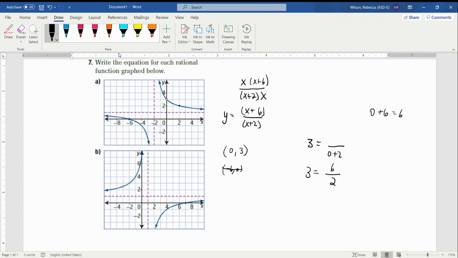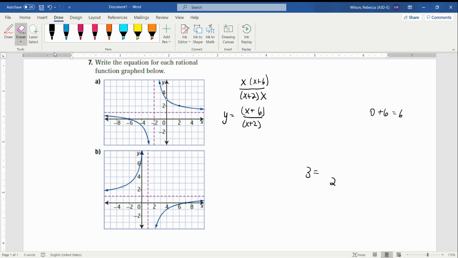And then you can double check if you really want. 0 plus 6 is 6, 0 plus 2 is 2, 6 divided by 2 is 3, so 0, 3. If you want to double check with the x-intercept, we'd make y 0, cross multiply, the x plus 2 would disappear, you'd get 0 equals x plus 6, bring your 6 to the other side, and you get x equals -6.